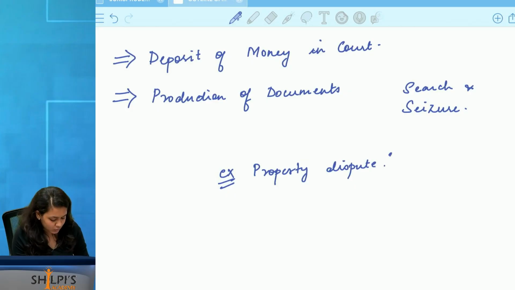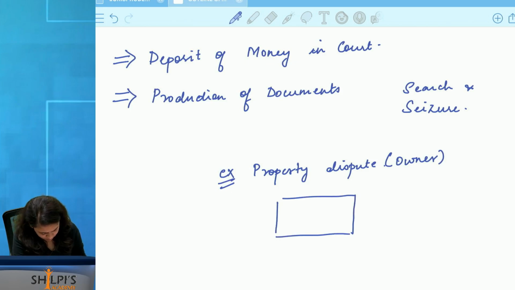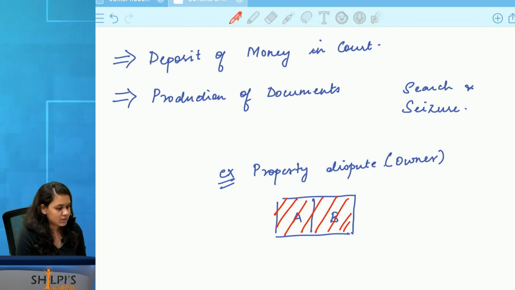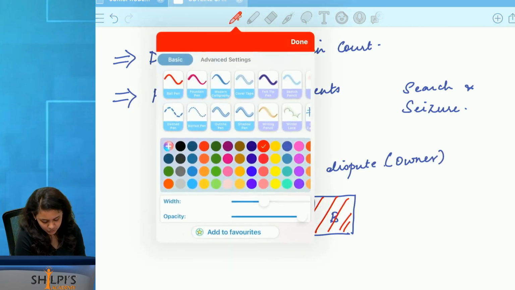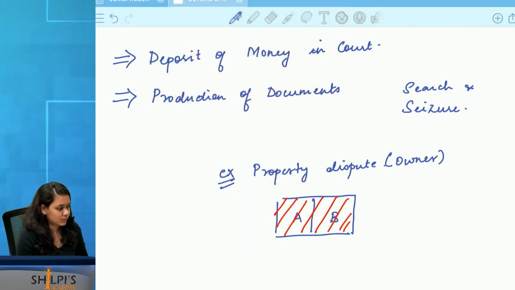Property dispute being who is the true owner of the property. Let's say this is the only dispute before the court of law, between two persons, A and B. But A is the one who is residing in the whole property. B is not there in the country itself. Now A has the title deeds.